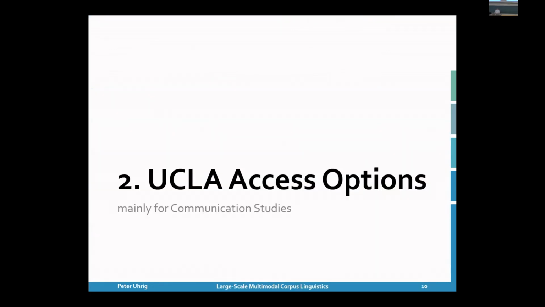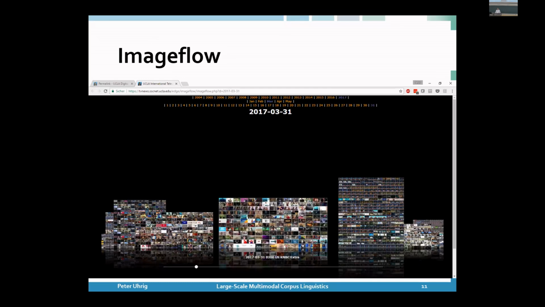So how do you get to this? Well, UCLA offers a range of access options. The first one is called ImageFlow, and I call it the least useful one for linguists, because what this allows you to do is to look at shows. So this is one show, 1 hour of recording. This is another show. This is another show. And you can look at these images. Why would you want to do that?